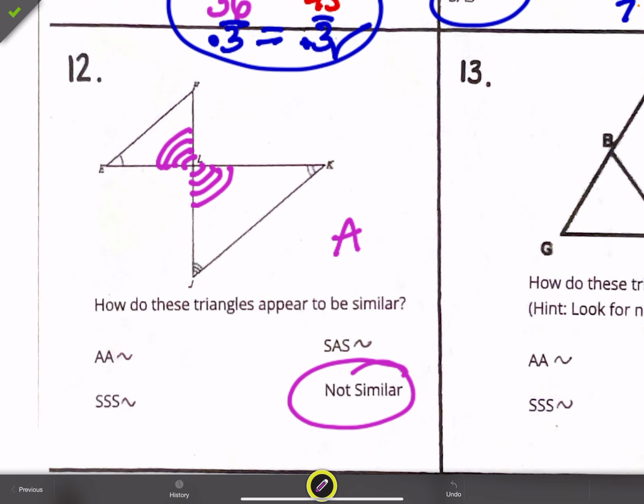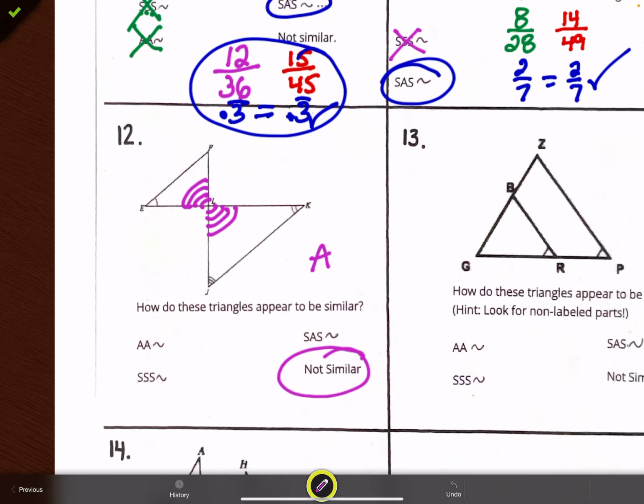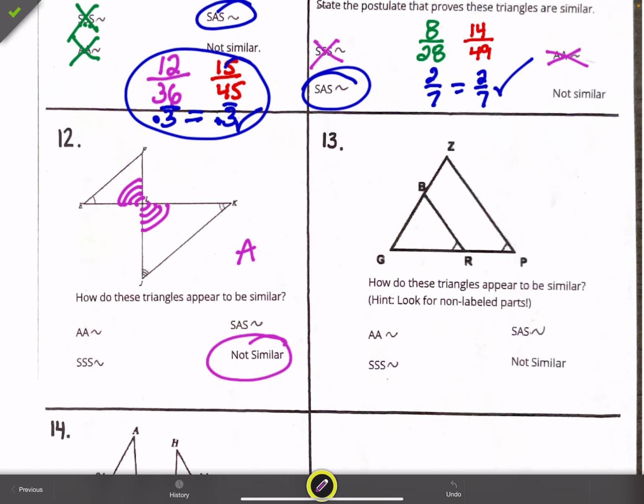Because again, if you look, angle E only has 1 mark, angle K has 2, and angle J has 3. None of them match. Okay, so I can't get another congruent pair of corresponding angles. So that's it. Not enough information on number 12.